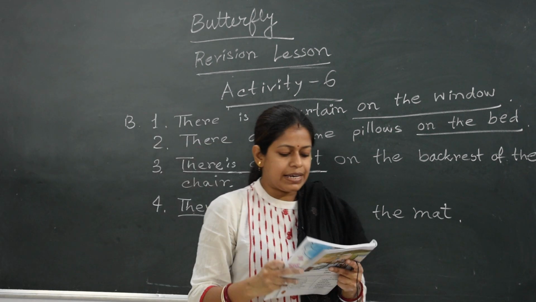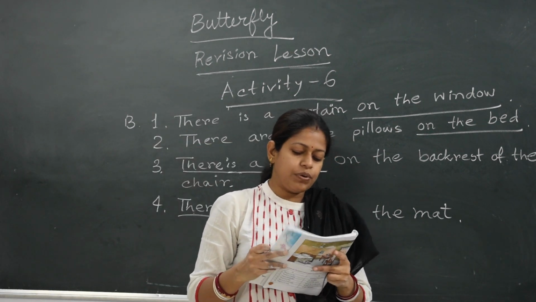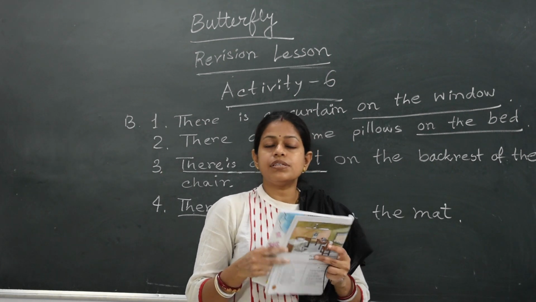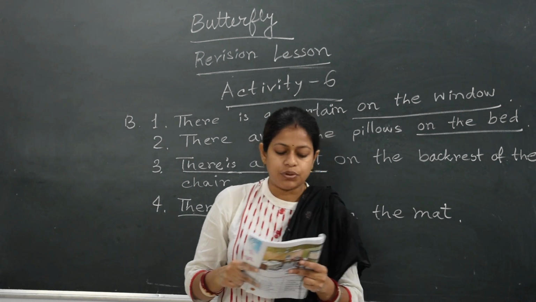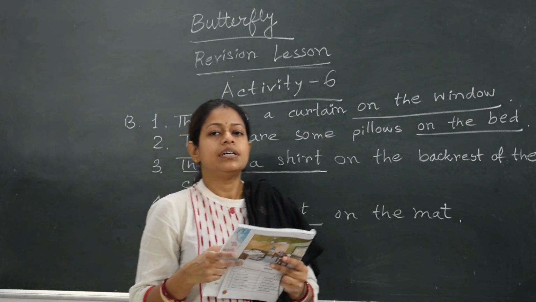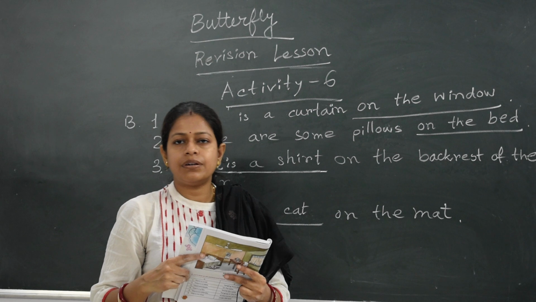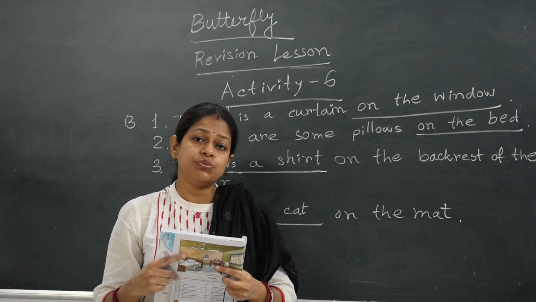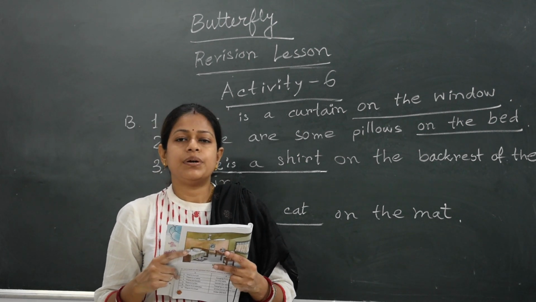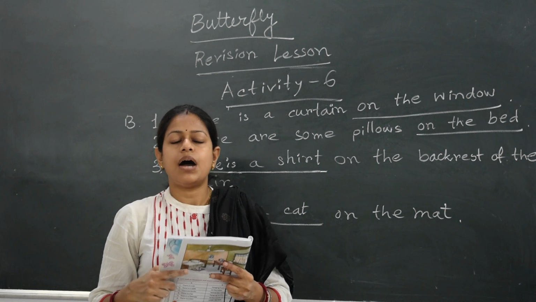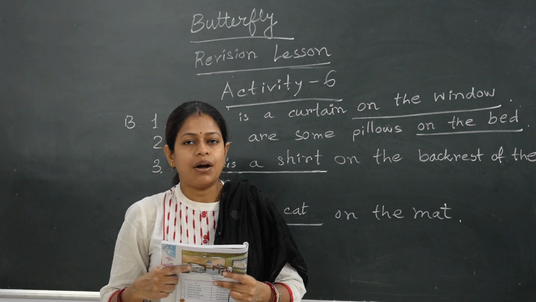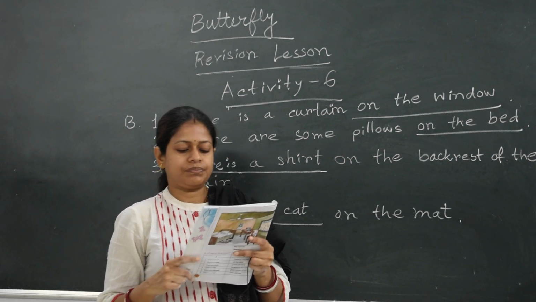Next, let's tell the class what we can see in the classroom. You may begin like this. There is a blackboard. In our class, we can see there is a blackboard, there are chalks, dusters, table, chair, benches, teacher, student, and beside teacher, student, we can see our books, our copies, our bags, water bottles. So these are the things we can see around us inside our classroom.